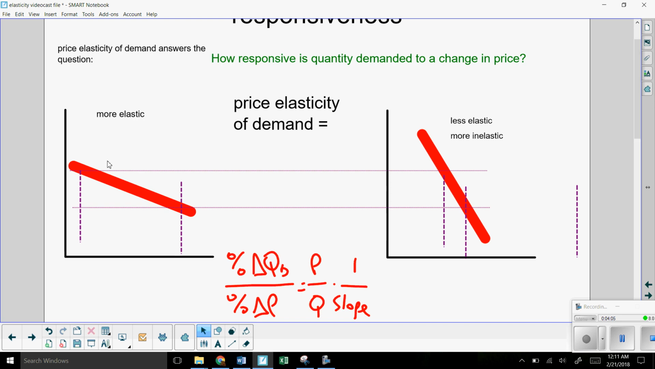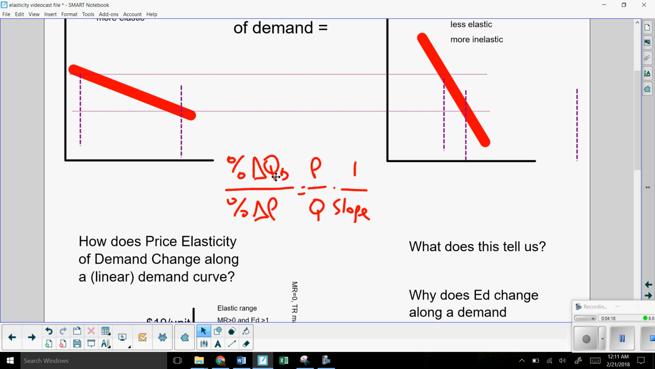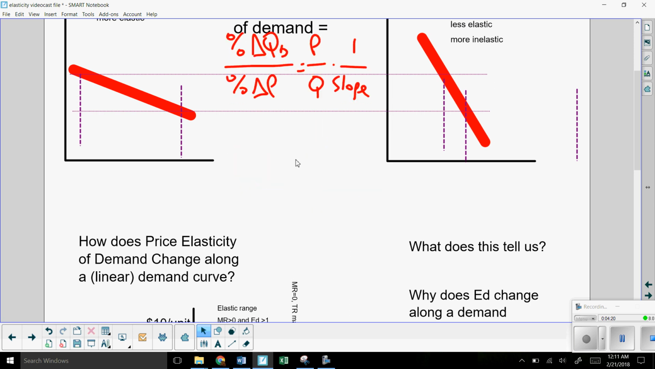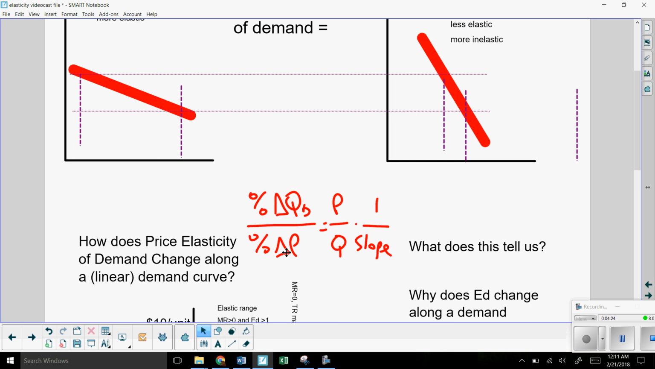So we could say that this demand curve over here is more elastic, and this one over here is less elastic or more inelastic. But the story gets more complicated. Here's how the plot thickens. This value of ED that we brought down here, this formula I introduced and only explained a little bit, we'll park that a little bit closer in here. And that value changes along a demand curve, even if that demand curve is linear.